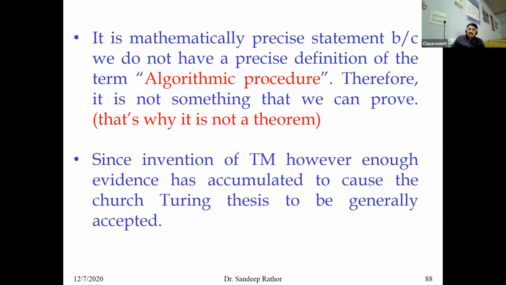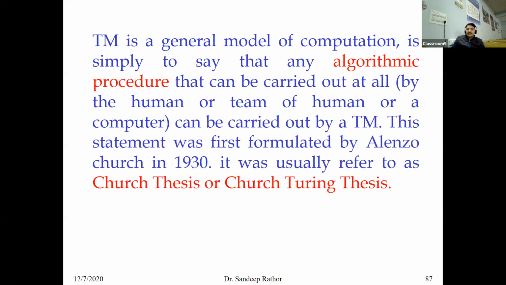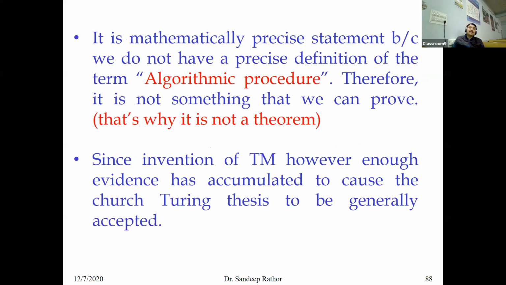In the detailed statement, you can also say that Turing machine is a general model of computation. It simply says that any algorithmic procedure that can be carried out at all, by a human, by a group of humans, or by a computer, can be carried out by the Turing machine. Means Turing machine is so powerful that it can do all the work that can be done with the help of humans. This basic statement was formulated by Alonzo Church in 1930, right? Before the invention of the Turing machine.